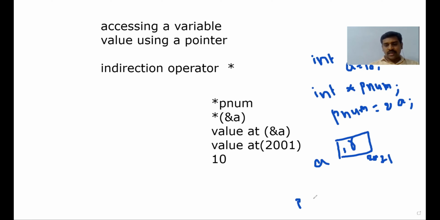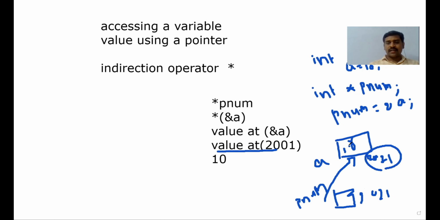Now I am creating the pointer variable pnum. This pnum is pointing to which variable? This variable. What does pnum store? The address, 2021. So whenever I specify value at 2021, what is the value available in the 2021 location? 10. Therefore, the output of the program is 10. This is how to refer to the value of a variable by using pointers. Pointers provide another way of accessing the variable value, by using the address of a variable.